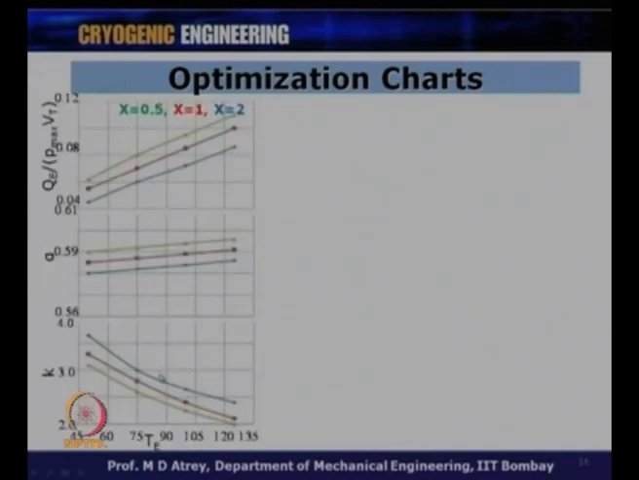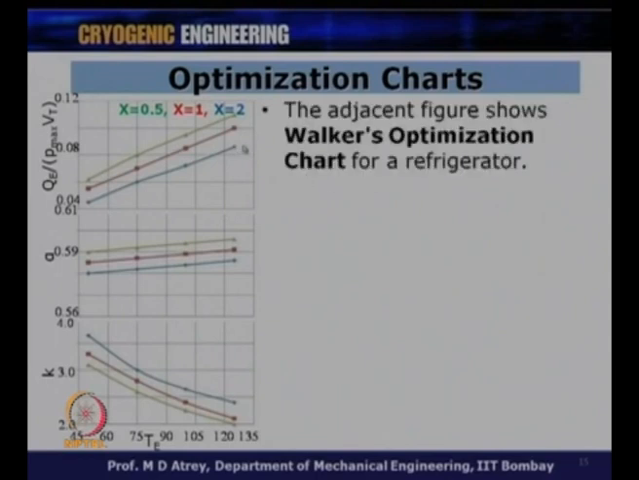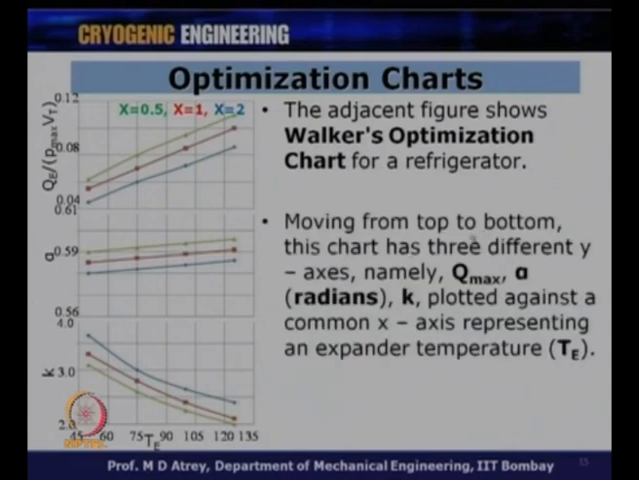These are the optimization charts Walker has given. What you can see here is the adjacent figure, which shows Walker's optimization chart for a refrigerator. Moving from top to bottom, this chart has three different axes. You can see that there are three charts, 1, 2 and 3, and on the left axis we have Q max, which is nothing but QE upon P max into VT. We have alpha, which is given in radians. As you see here, there are three different axes, namely Q max, alpha in radians and K, which is the volume variation ratio VC by VE, and all these have been plotted across a common temperature, that means the cooling expansion space temperature TE.